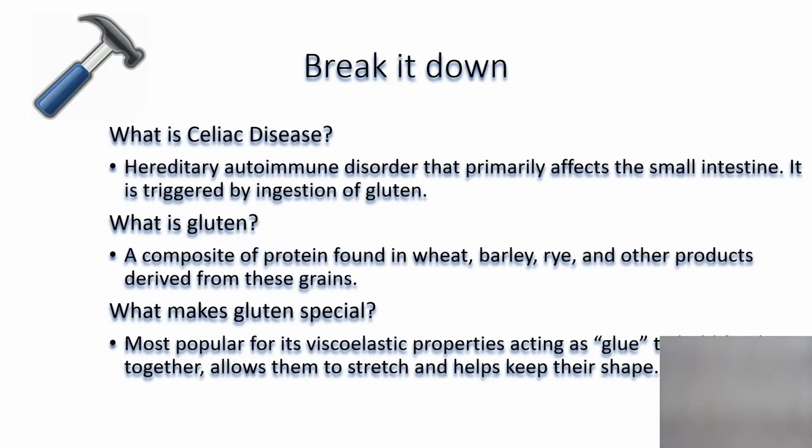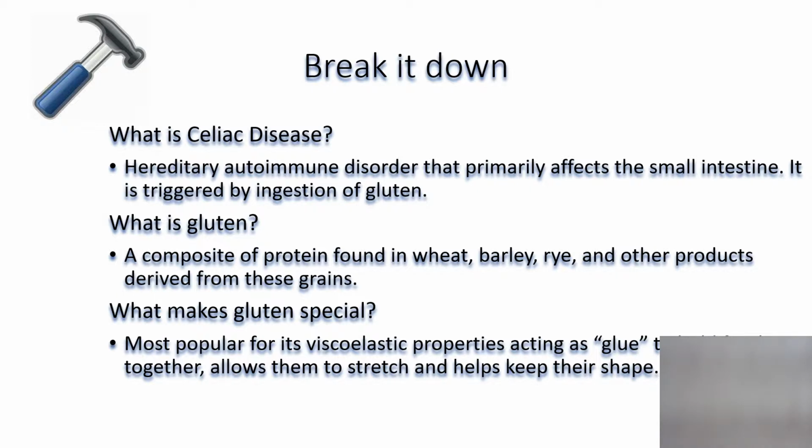They are called HLA-DQ2 and HLA-DQ8. HLA stands for human leukocyte antigen, and these are actually genetic markers for celiac disease. The problem child here is gluten.